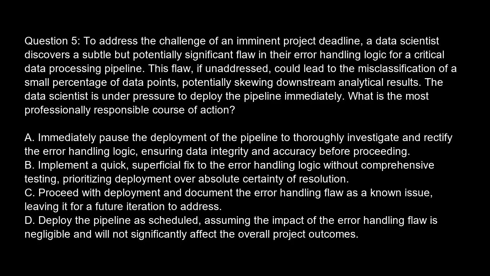Option A. Immediately pause the deployment of the pipeline to thoroughly investigate and rectify the error handling logic, ensuring data integrity and accuracy before proceeding. Option B. Implement a quick, superficial fix to the error handling logic without comprehensive testing, prioritizing deployment over absolute certainty of resolution. Option C. Proceed with deployment and document the error handling flaw as a known issue, leaving it for a future iteration to address. Option D. Deploy the pipeline as scheduled, assuming the impact of the error handling flaw is negligible and will not significantly affect the overall project outcomes.